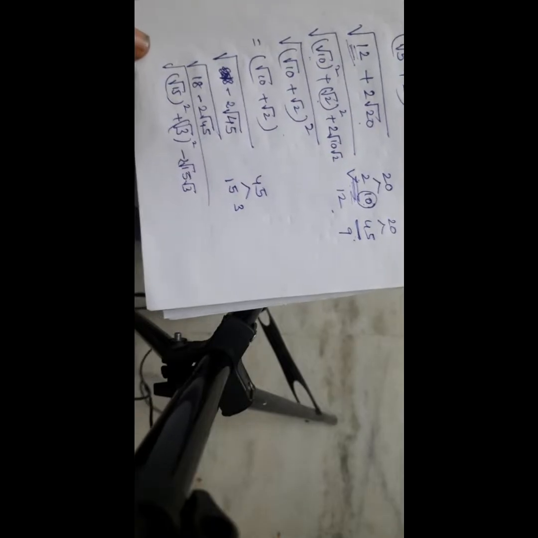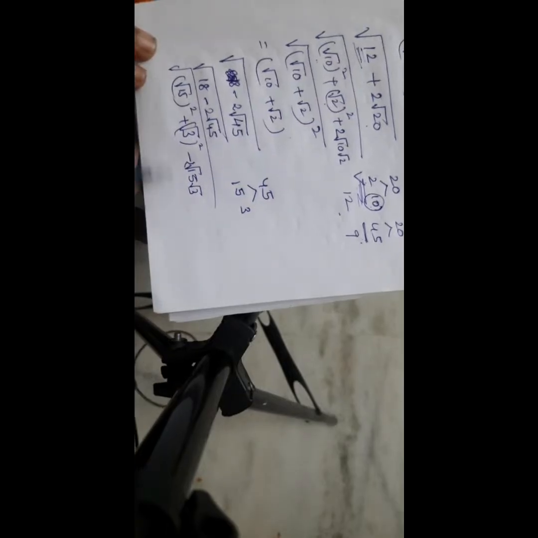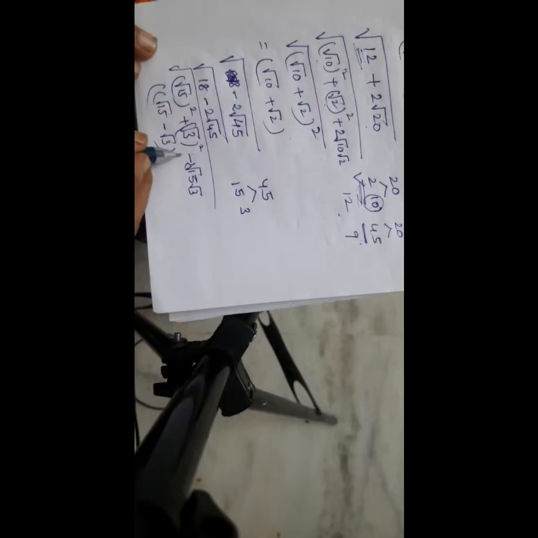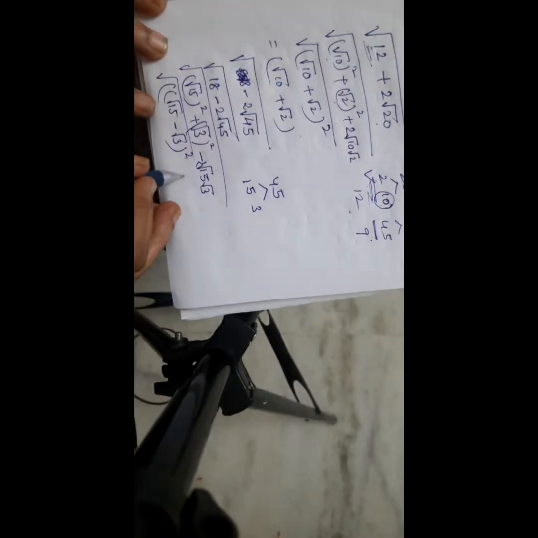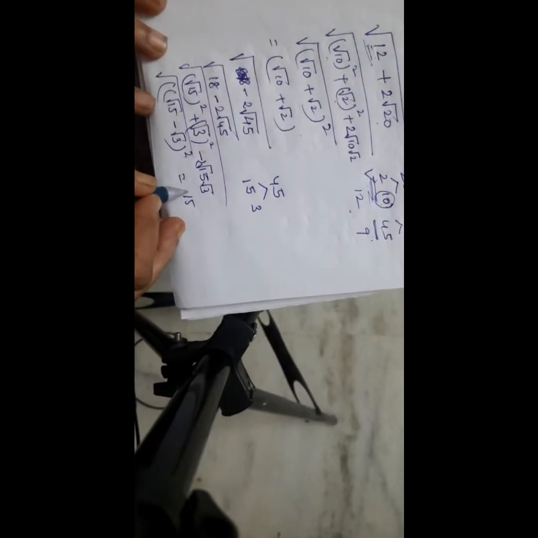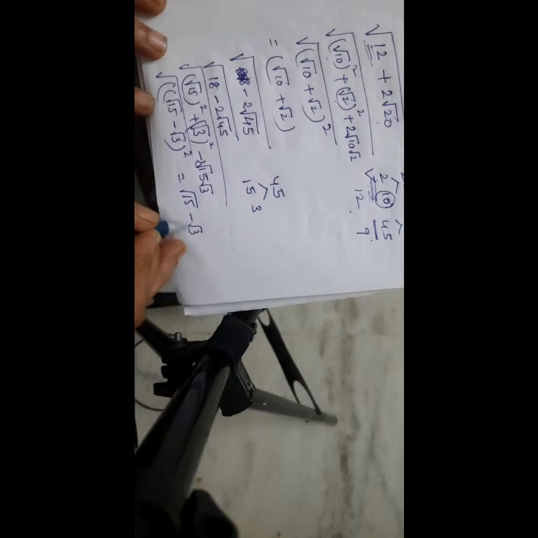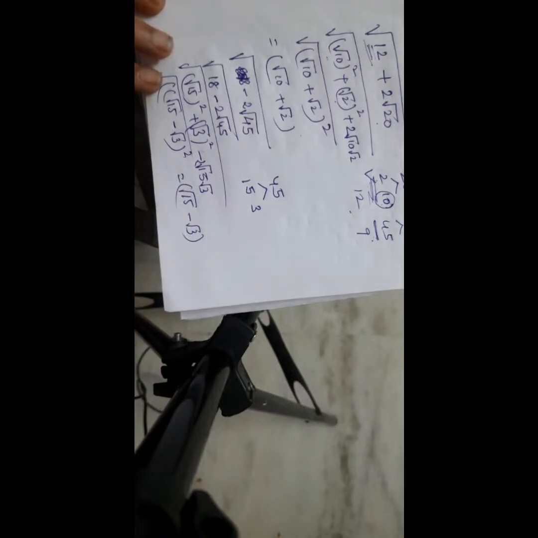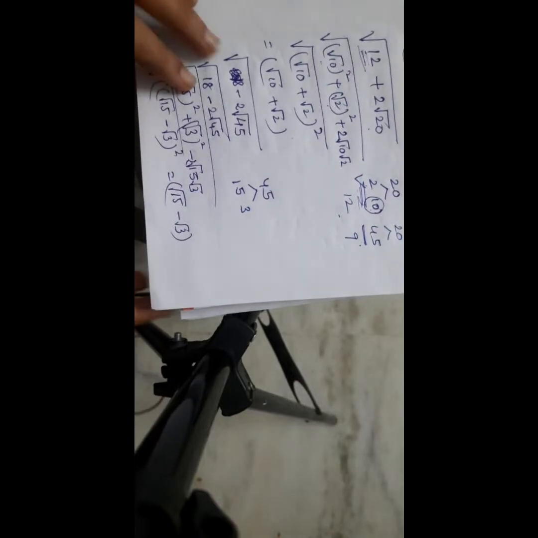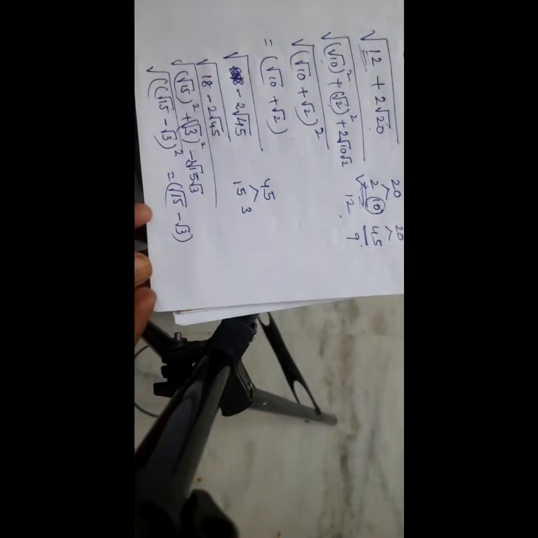Now after that, the next step is making the square. If minus is there, we need to put minus in between. So finally, the square and root will be removed. Thus the final answer is root 15 minus root 3. This is the final answer. Most probably all of you understood how we get this kind of questions.